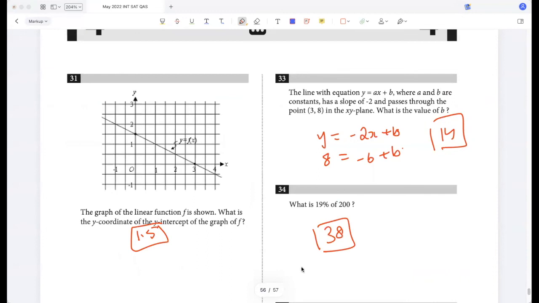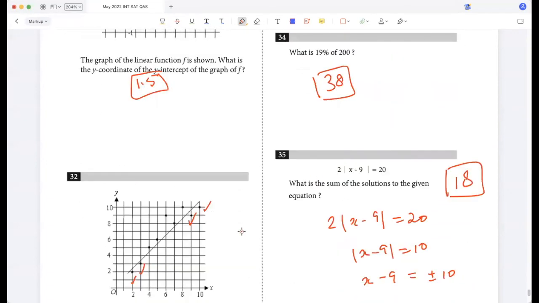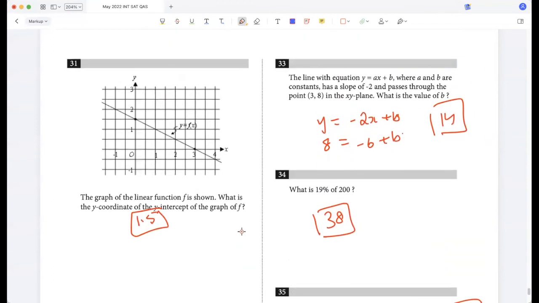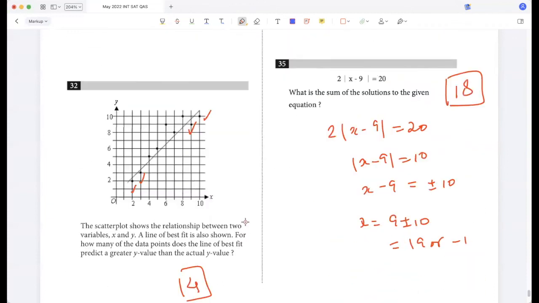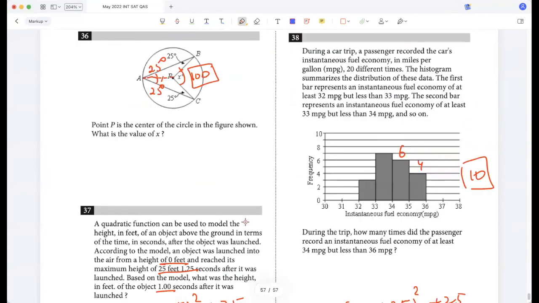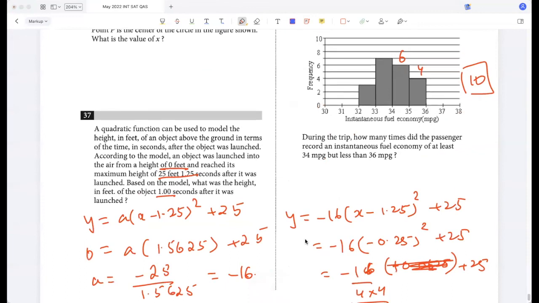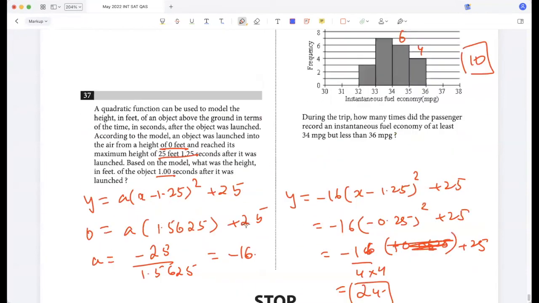31 is 1.5, 4, 14. 34 is 38, 18, and 100. 37 is 24 and 10.